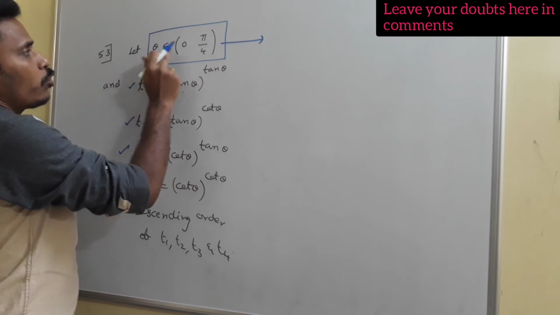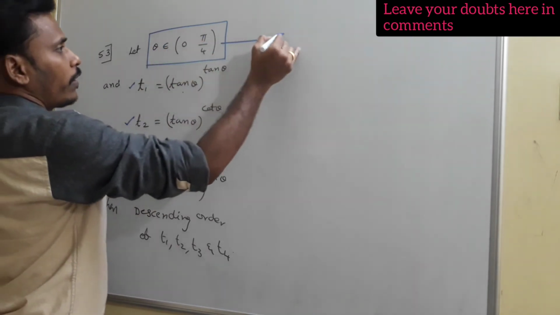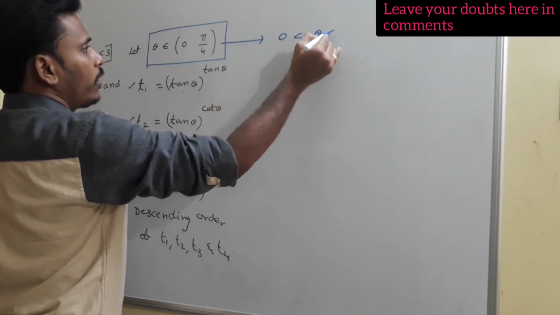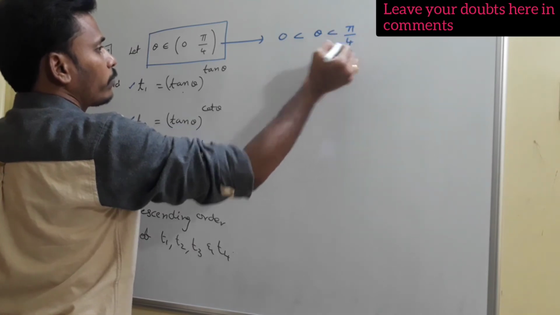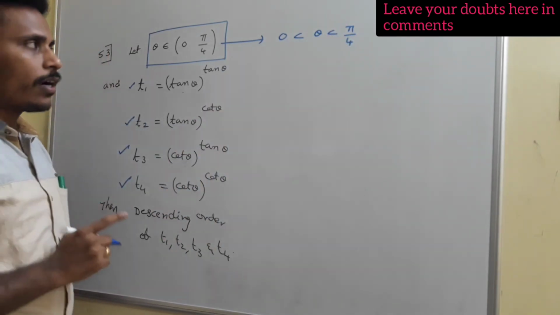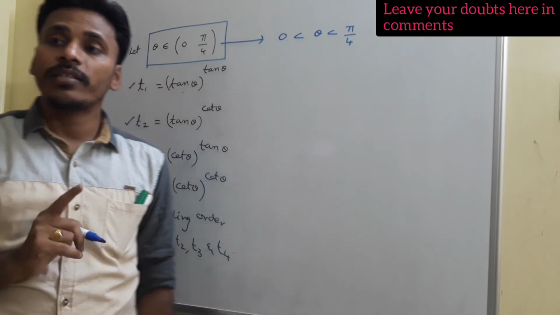See, theta values are from 0 to pi by 4, in the sense 0 is less than theta, which is less than pi by 4. Good. I told you already, tan theta is always increasing.